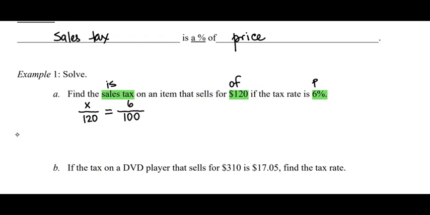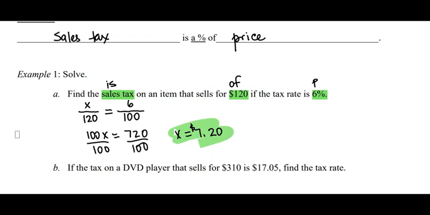Okay, so I have 100x equals 120 times 6. So you have 720, and then divide by 100. You have x equals $7.20. So if you're buying something and the price is $120, you will be paying $7.20 in taxes.